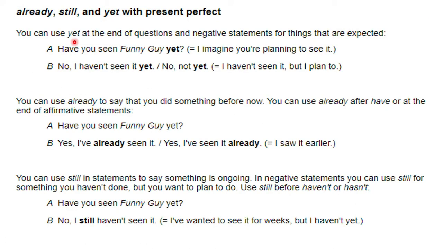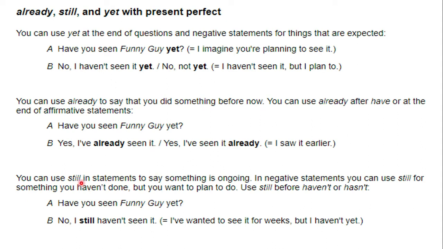Don't forget that yet is used at the end of questions and negative statements for things that are expected. Have you seen Funny Guy yet? No, I haven't seen it yet, or no, not yet. You can use already to say that the things that you did before now. O sea, para decir que ya realicé la actividad. You can use already after have or at the end of affirmative statements. For example, have you seen Funny Guy yet? Yes, I have already seen it, or yes, I have seen it already.